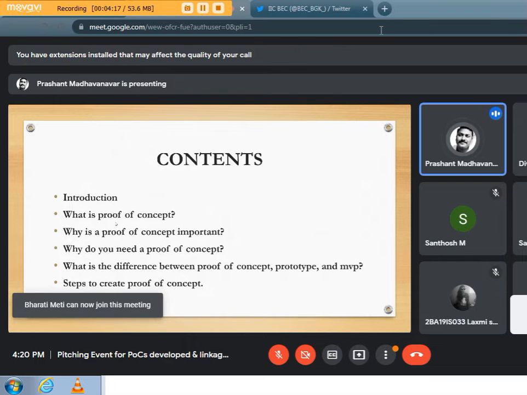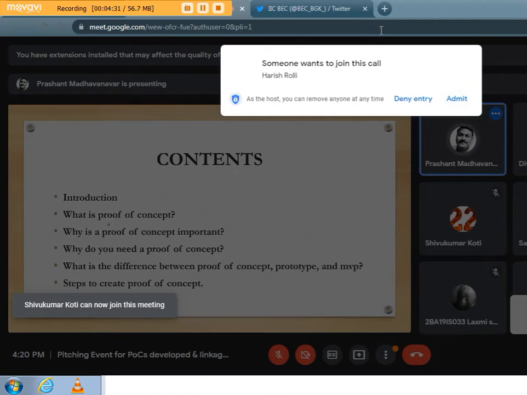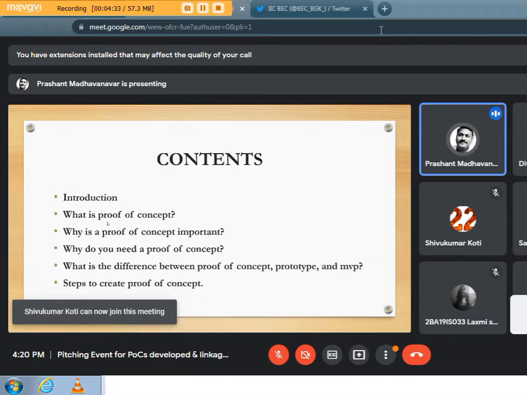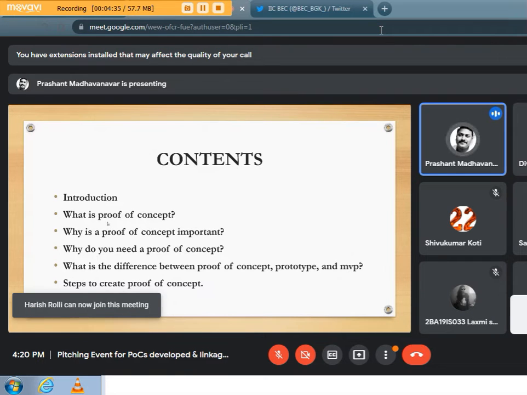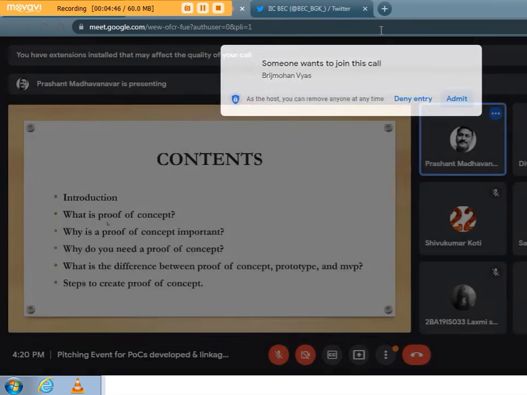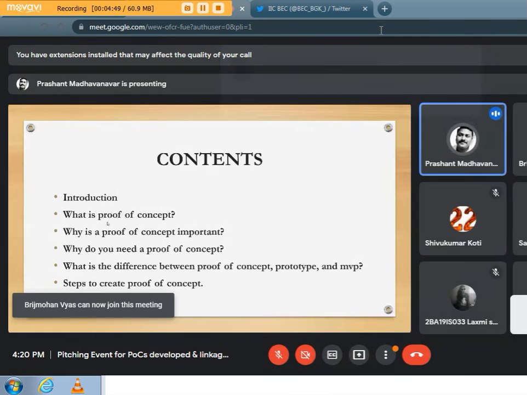So the content of the session is: introduction, where I will sit with some initial thoughts on ideation as well as the next phases of the startup. Okay, then what a proof of concept is and why it is important and why it is required, and the difference between a prototype and a minimal viable product, and a general procedure on how to create a proof of concept.